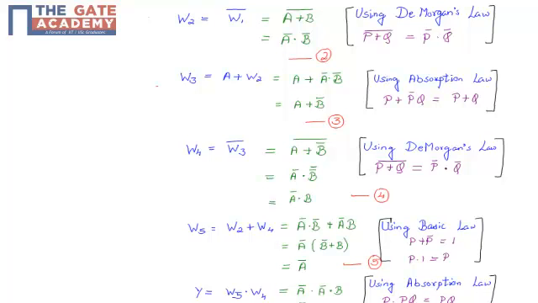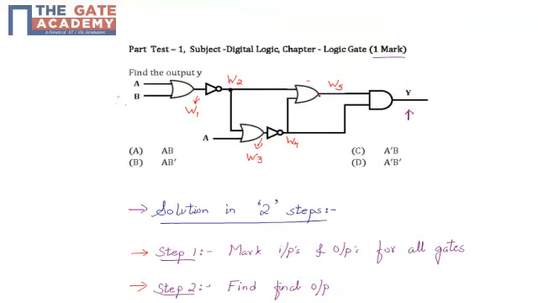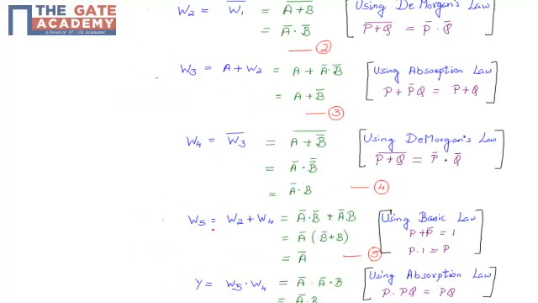Now moving further, in this figure we see that W5 is equal to ORing of W2 and W4. Hence I get W5 equal to W2 plus W4. Now using relation number 2 and 4, we get that W5 is equal to A bar dot B bar plus A bar dot B. If I take A bar common, I would get B bar plus B inside the bracket. Now using the basic law which states that P plus P bar equals 1, I get B bar plus B equal to 1. And as we know that P into 1 is equal to P, finally W5 is equal to A bar.